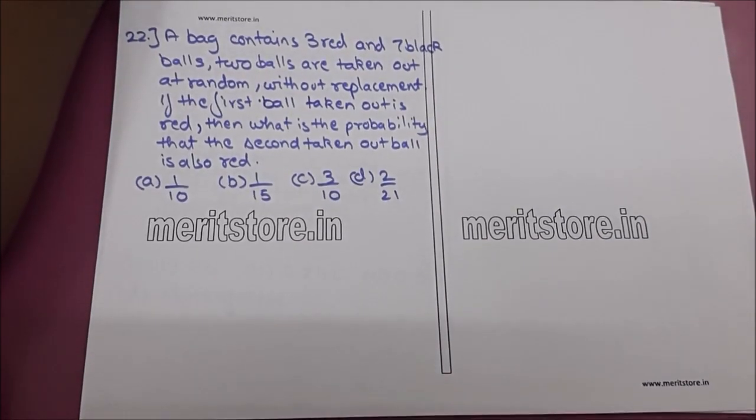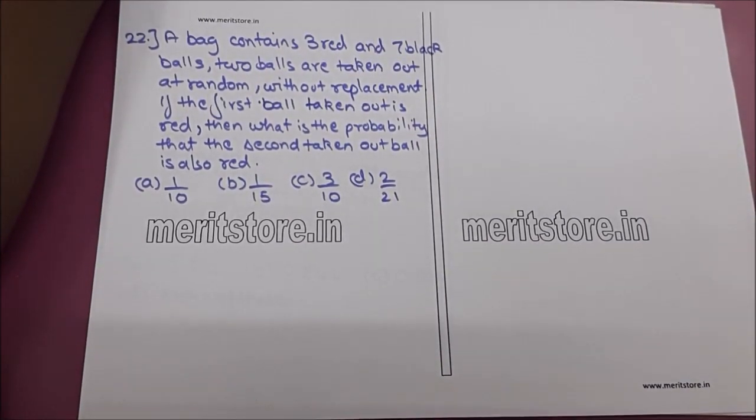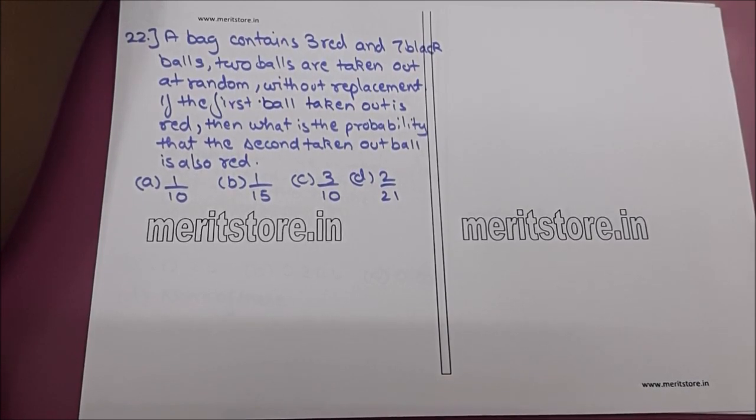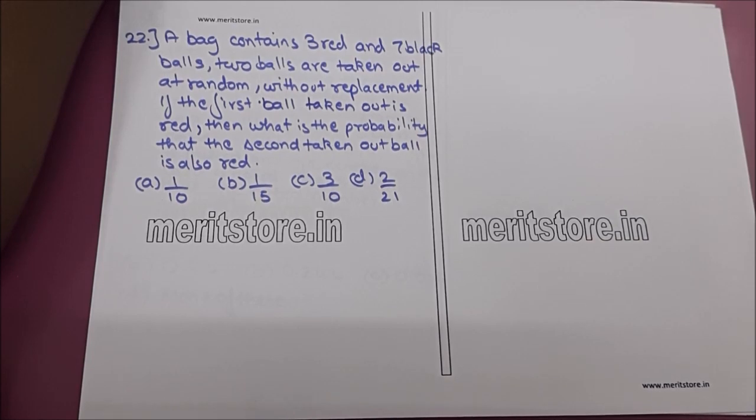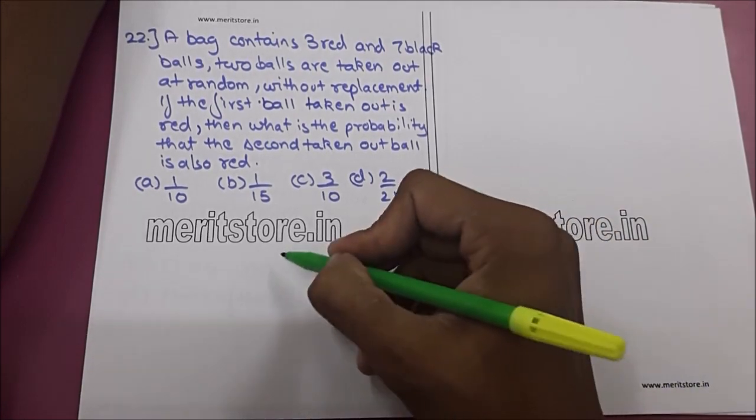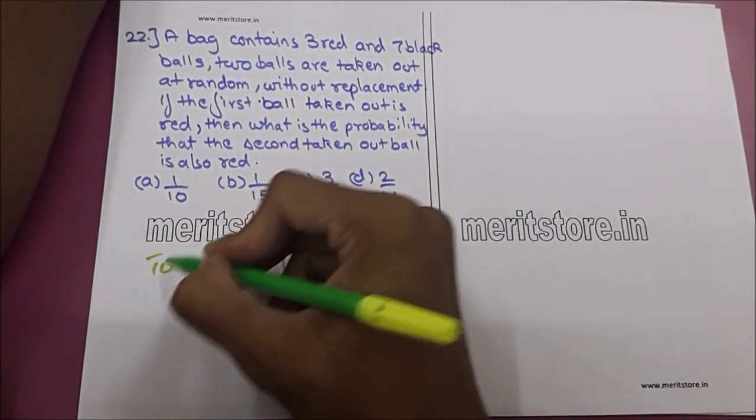Question 22. A bag contains 3 red and 7 black balls. 2 balls are taken out at random without replacement. If the first ball taken out is red, then what is the probability that the second ball taken out is also red? We have 4 options: A 1 by 10, B 1 by 15, C 3 by 10, and D 2 by 21. We have total number of balls, that is 10.